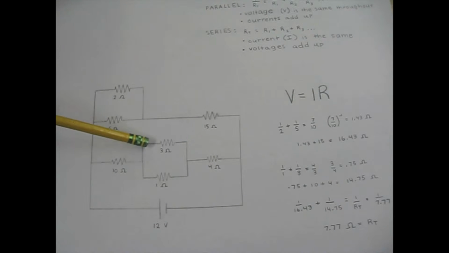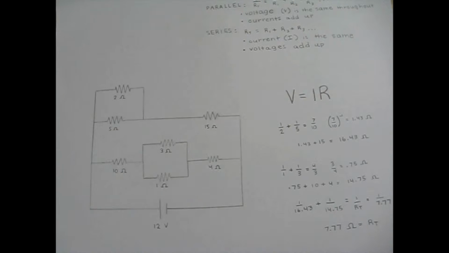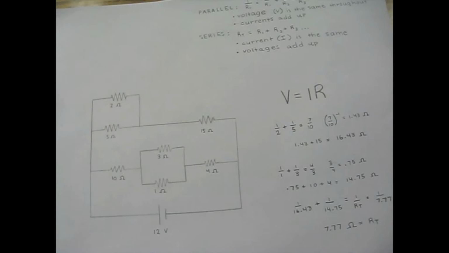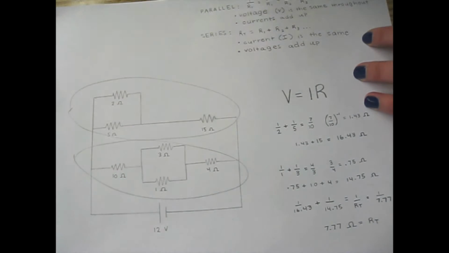The 3 ohm and 1 ohm resistor are also in parallel. So you do 1 over 3 plus 1 over 1 to get you 4 over 3, and then the inverse of that in order to get 0.75 ohms. The 0.75 is in series with the 10 and 4 ohm resistors, so you just add those all together to get 14.75 ohms.